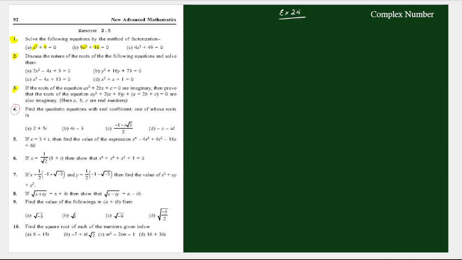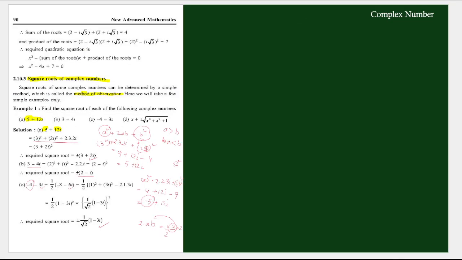So the first question is 2 plus 5i, तो इसका कॉन्जुगेट क्या होगा? 2 minus 5i, yes or no? तो यही लिखेंगे हम, ठीक है?